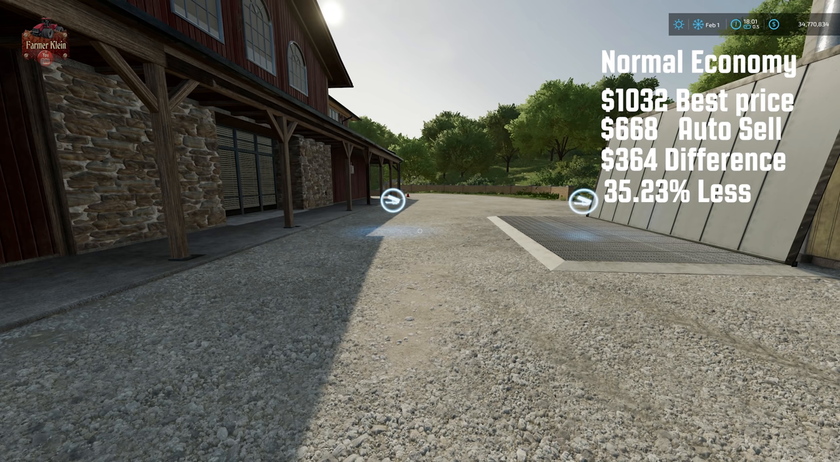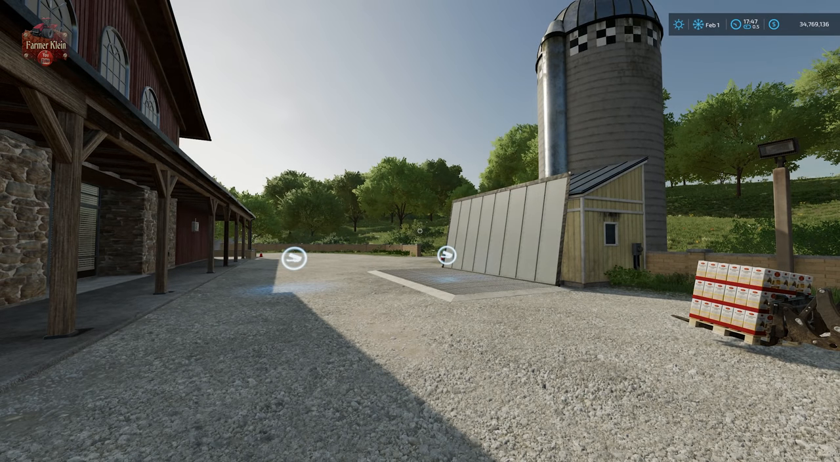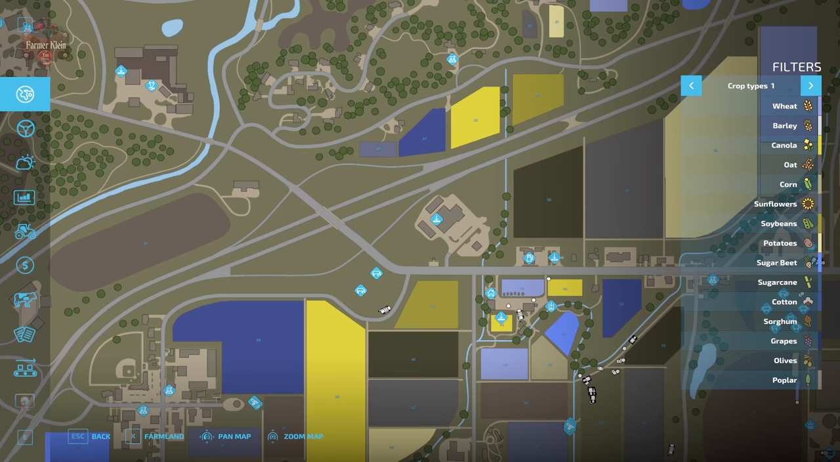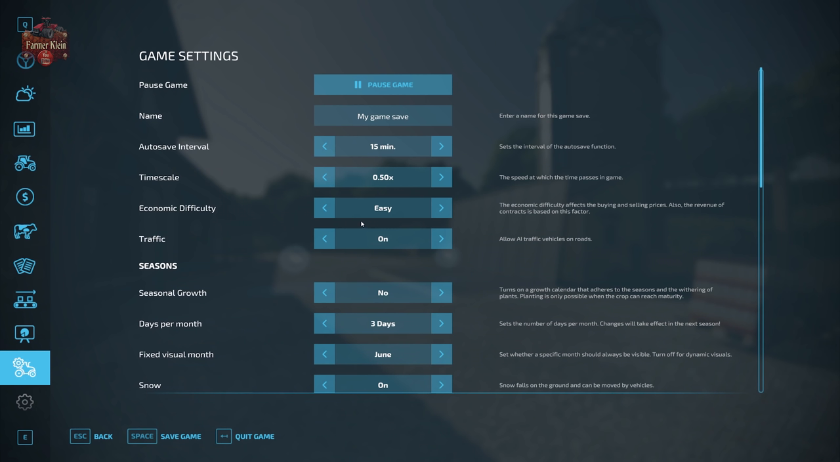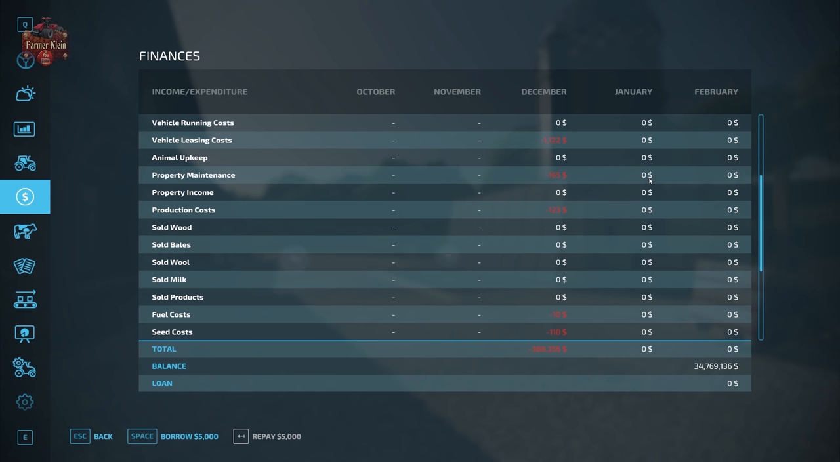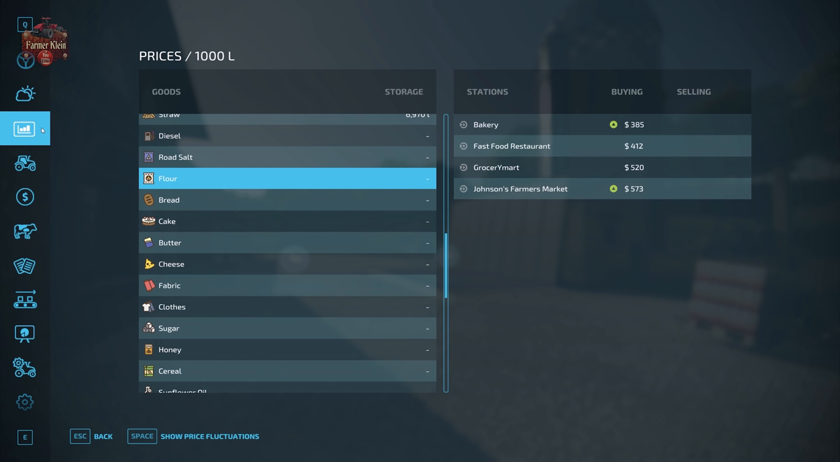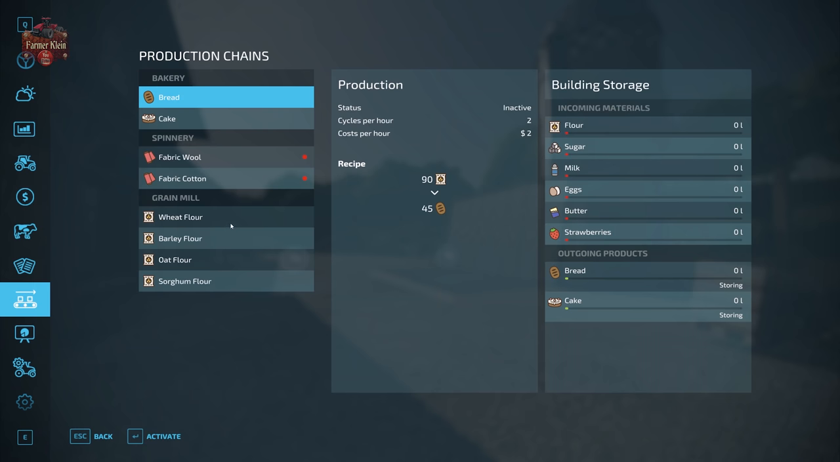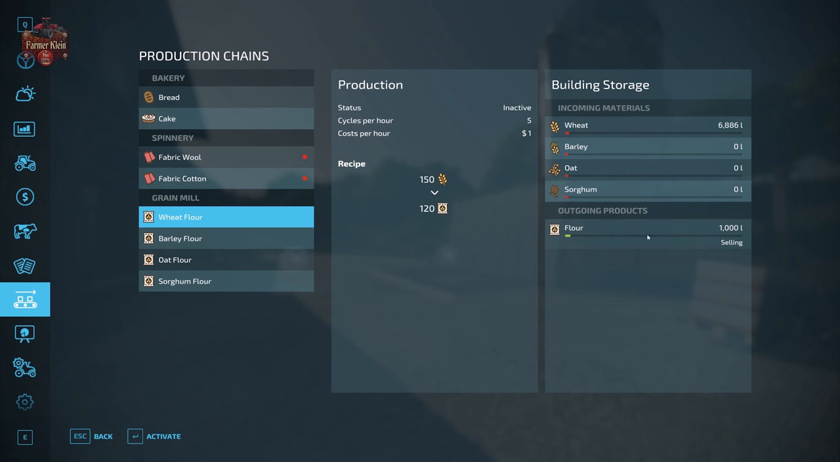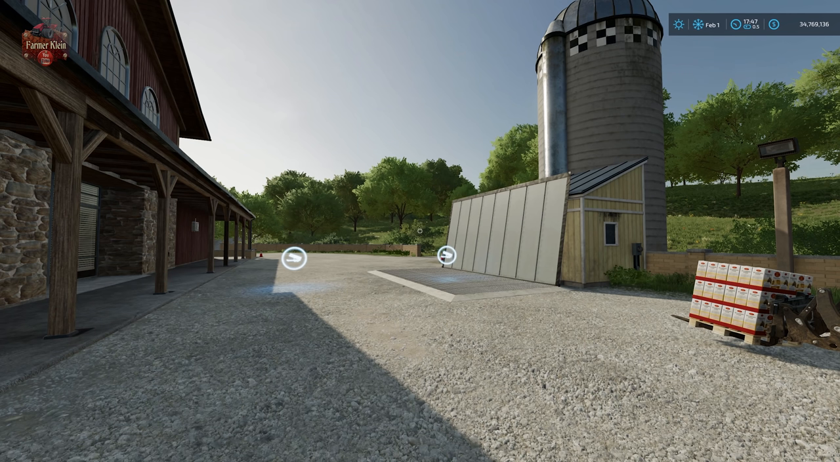I think you know where we're going here with hard mode, but we're going to do it anyway. Let's go ahead and change this once again to hard mode. We'll check our finances, zeroed out again. Our best price is $573 from Johnson's Farmers Market. Again, production, we have 1,000 liters. It is set to selling. Production is set to turned off. Let's go ahead and make it happen.